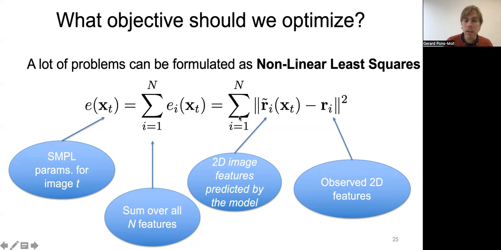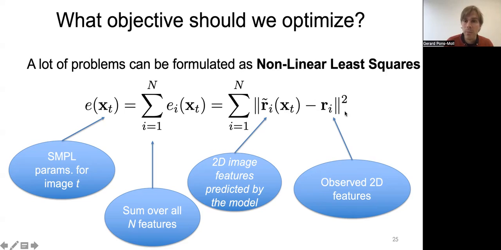And so this can be written as a sum of squared errors. You have here, from i equals 1 to n, the difference between the predicted 2D image feature given by the model, which is why it depends on x, minus the observed 2D features in the image. This could be, for example, 2D keypoints, or edges, or silhouettes, or whatever.